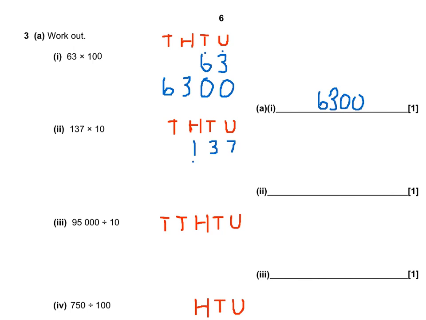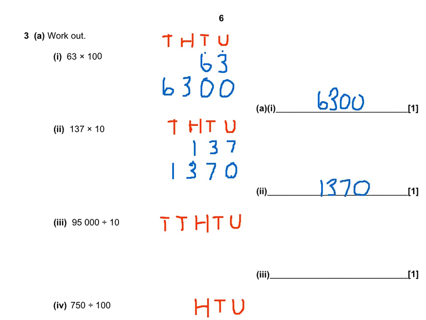So this 1 is now going to go to the thousands column, the 3 will go into the hundreds column, and the 7 will go into the tens column, leaving me with the space for the units. Again, I can fill that in with a 0. So it's 1,370.